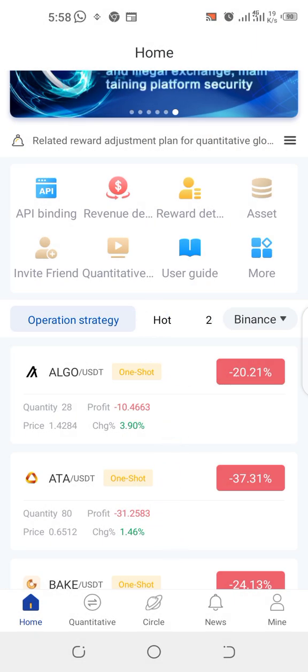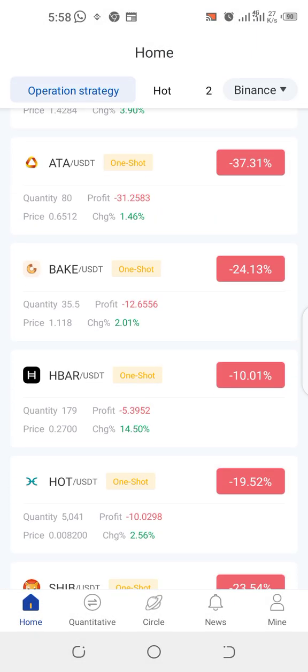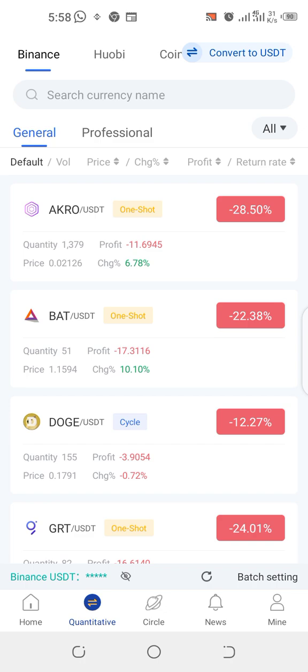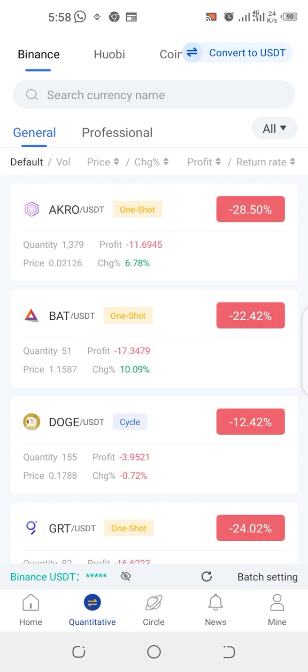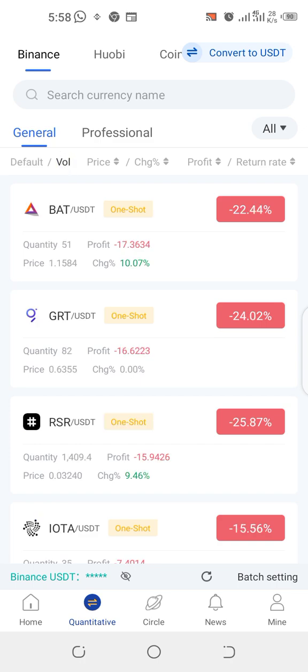Okay. So if you go to quantitative, that's where you get to apply your trade settings. Of course, you can still see the coins you're trading there, but you can see other coins, even the ones you're not trading. For example, I'm currently not trading BTC. I can see BTC there. So here you can arrange the list of coins by default or by volume.